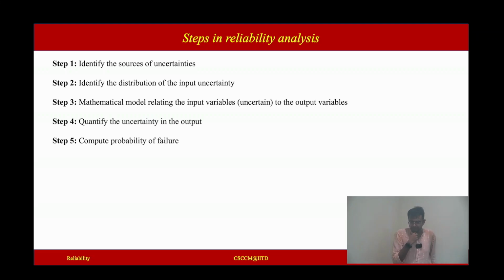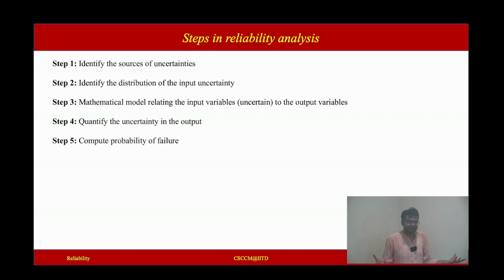Once you have found the uncertainty in the output, you will come up with a function, known as the performance function, and based on that performance function you will quantify the reliability. I will give you an example.